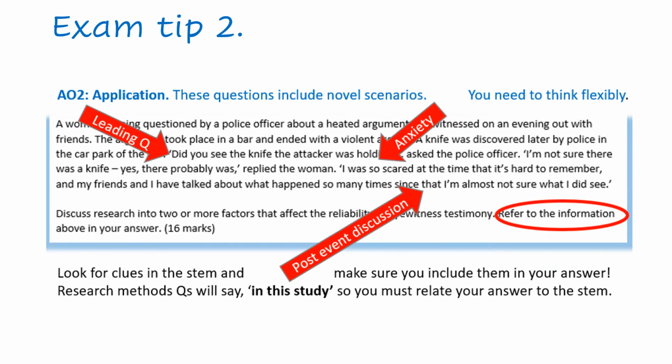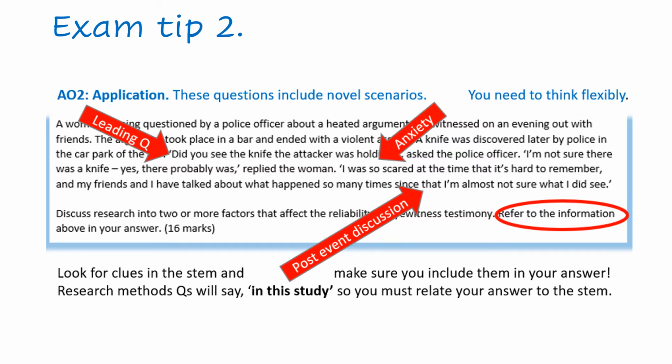My 2nd exam tip relates to application questions. This is when you're given a scenario that none of us can predict what that will be, and you're asked to use your knowledge to analyse, explain and understand key points about that scenario. So this one here is an example from paper 1 memory. And the question is, discuss 2 or more factors that affect the reliability of eyewitness testimony. And it says, crucially, refer to the information above in your answer. So if you look through the answer, you can see some clues about what factors you could talk about.